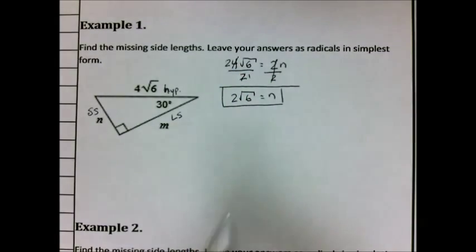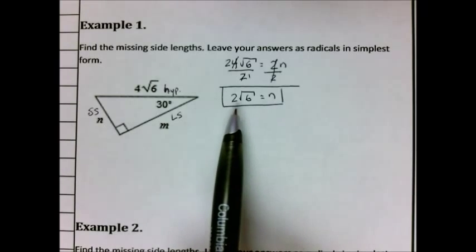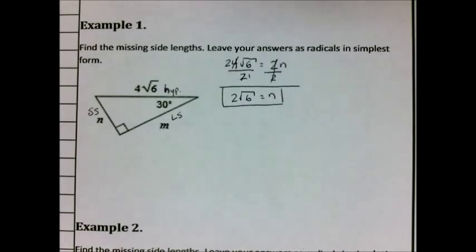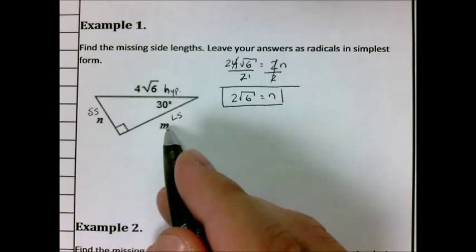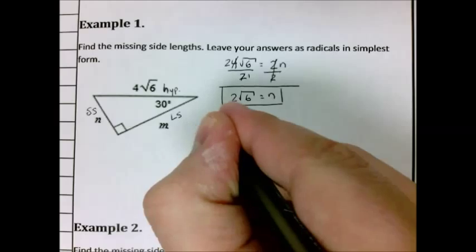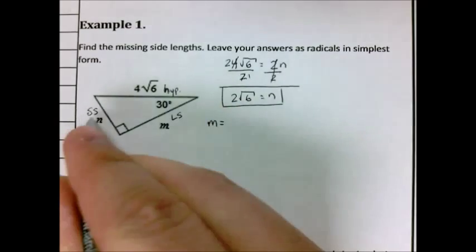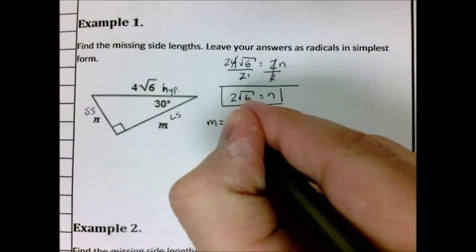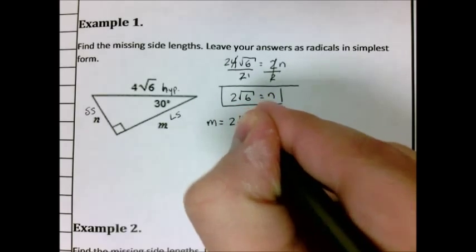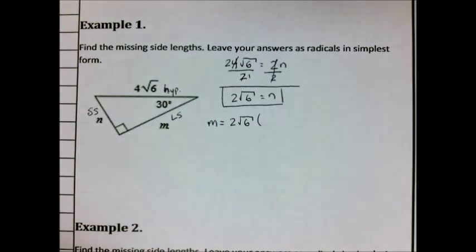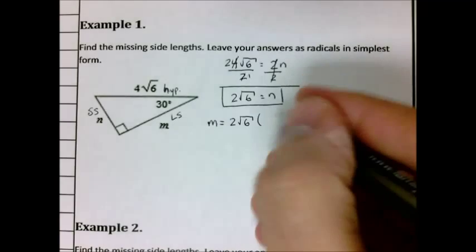So n, the shorter side, is equal to 2 times the square root of 6. Now for the longer leg, the formula was the longer leg is equal to the shorter side times the square root of 3. Okay, so our longer leg, which was m, is equal to our shorter side, which we just found to be 2 times the square root of 6, times the square root of 3.